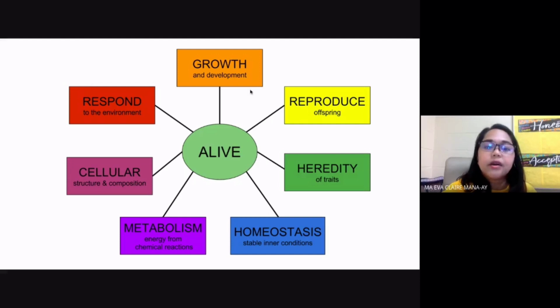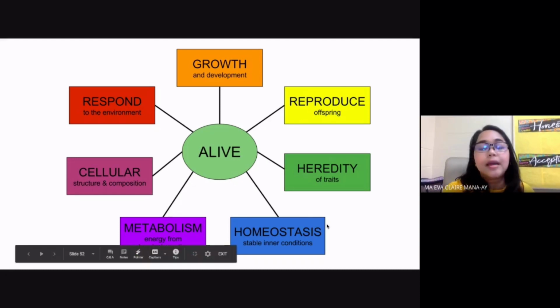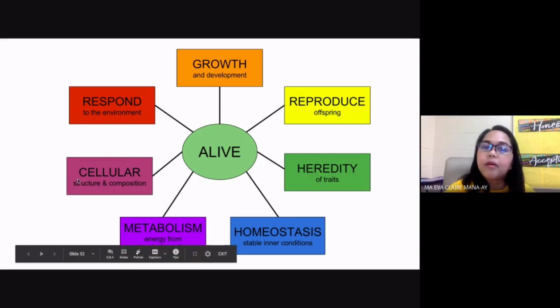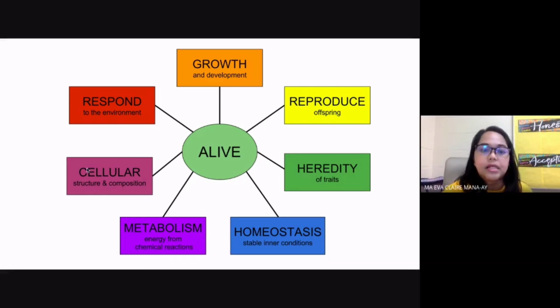So these here again are the 7 characteristics of living things, 7 characteristics of life. There should be growth and development. It should be able to reproduce. It should be able to transmit its genes, its DNA, its characteristics to its offspring. It should be able to maintain stable inner conditions, to perform homeostasis. There should be metabolism, which means it should be able to create energy from chemical reactions. It should be made up of cells, unicellular with only one cell, or multicellular with many cells. And of course, very important, it should be able to respond to its environment.